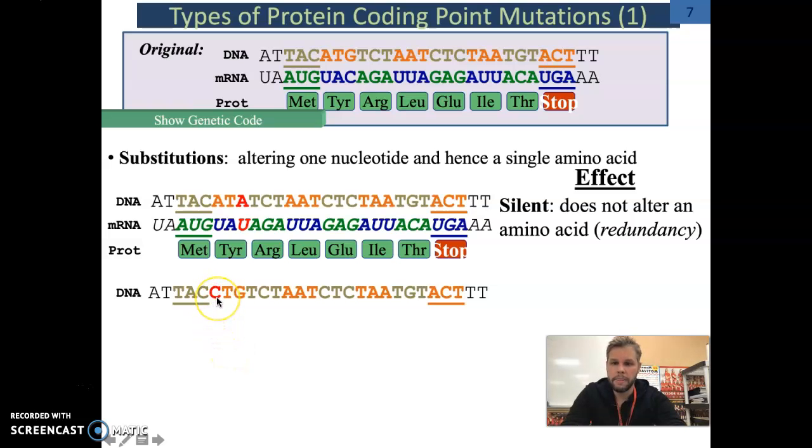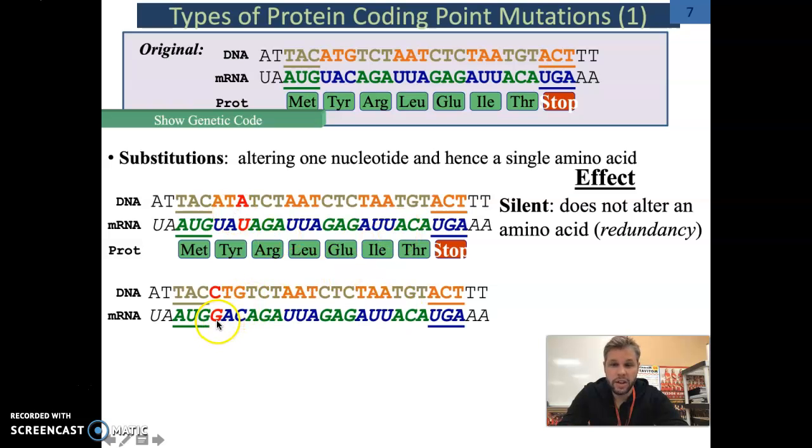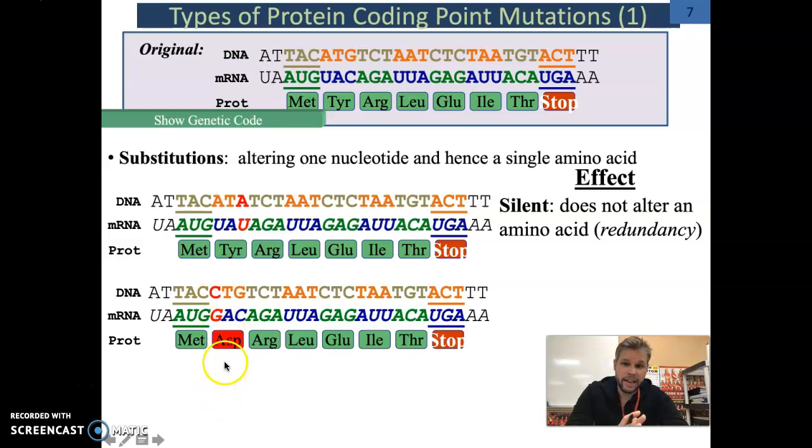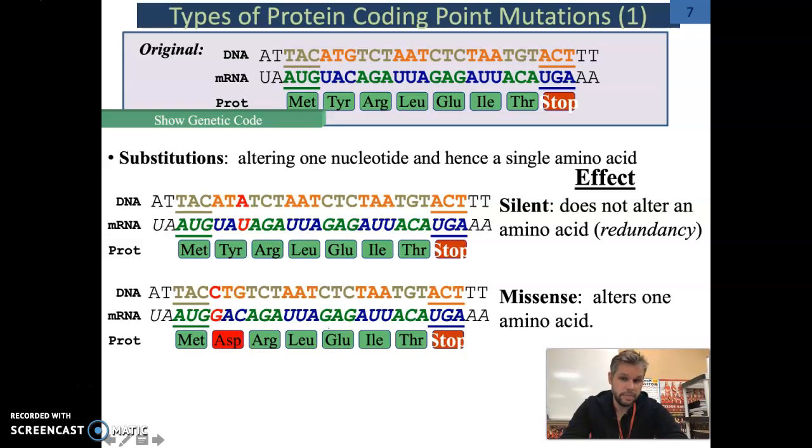So we've got this C is changed. So we read CTG instead of this one up here. So we've got another single change, right? Which means I'm going to change this to a GAC instead of UAU, right? So we've got this change. Again, this is just a single substitution. Now, if I look at this, I can see that this asparagine is made instead of the tyrosine. So my amino acid sequence did change once I translate it. That's an example of what we call a missense mutation because it's going to alter ultimately one amino acid. Right? So that's a missense mutation.